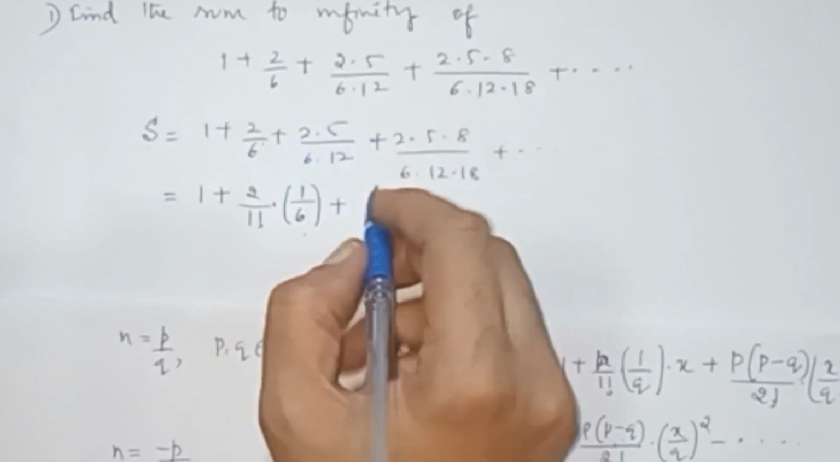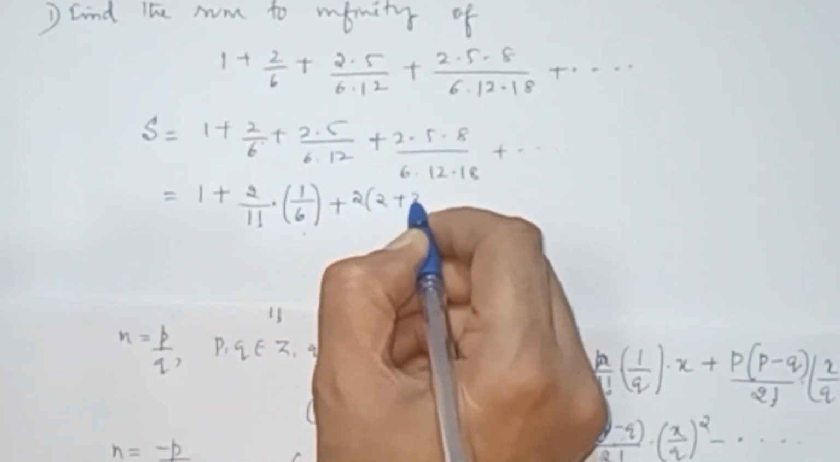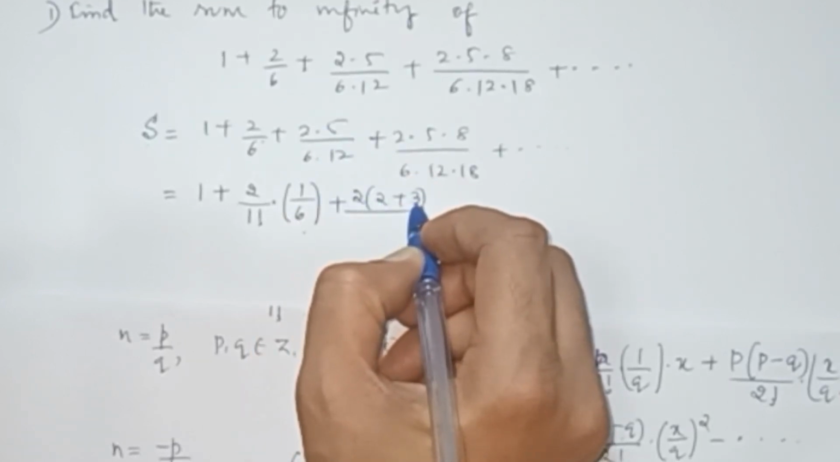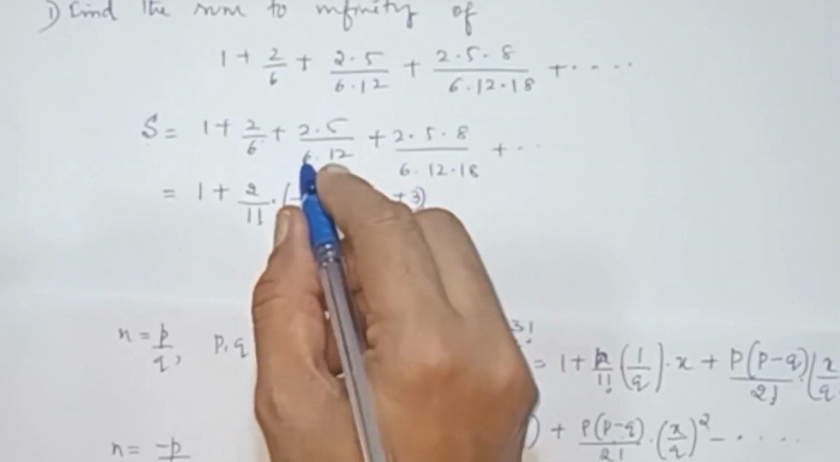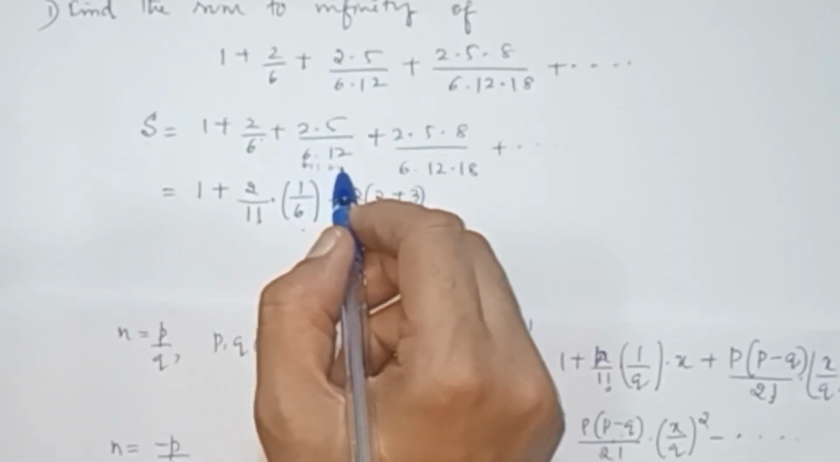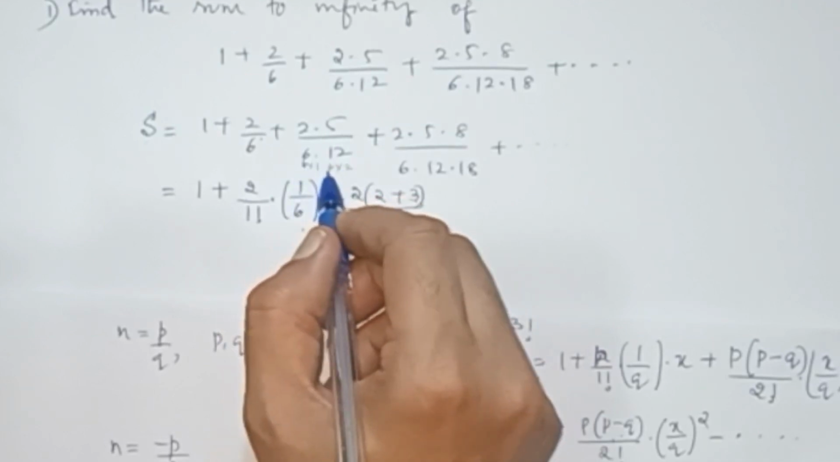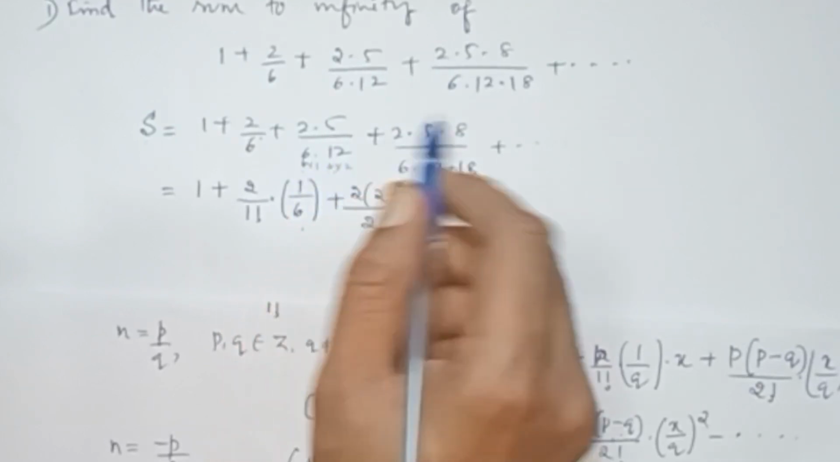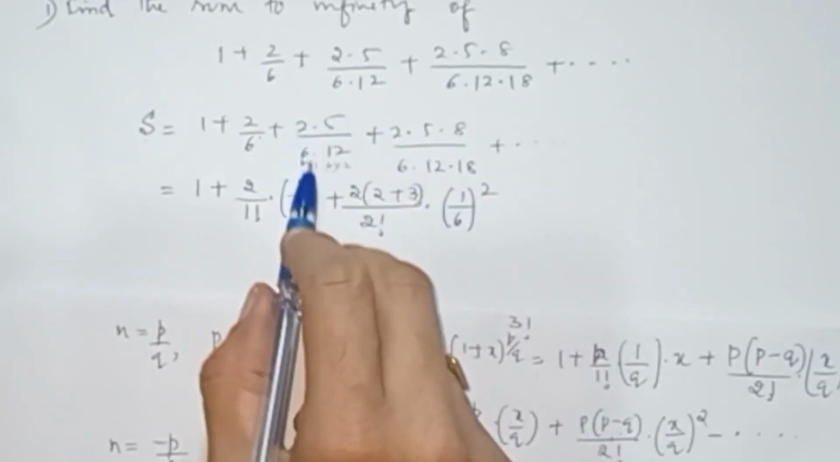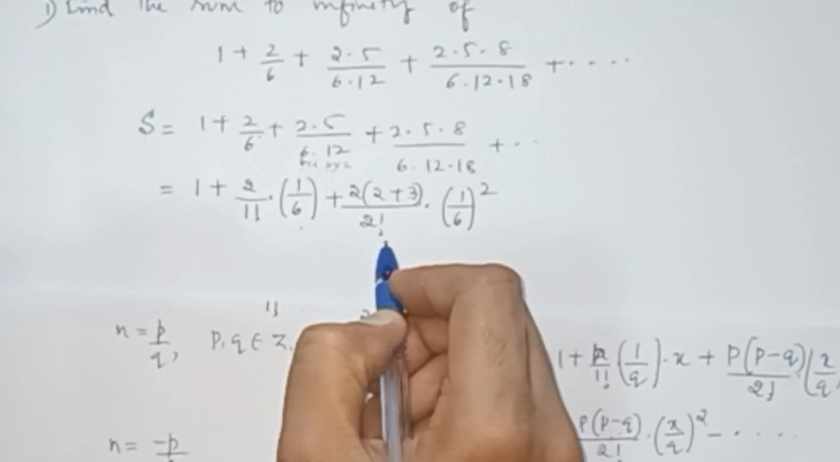Then here 2 into 2 plus 3. 5 can be written as 2 plus 3. That will tell you the value of q. Then here 2 factorial because 6 into 1, here 6 into 2. Then 6 common here. 6 into 6 means 6 square. So that 1 by 6 whole square outside. Then 1 into 2 means 2 factorial.